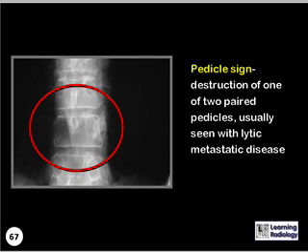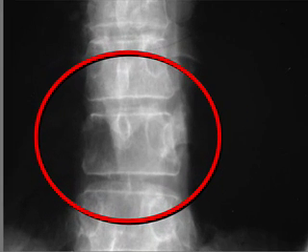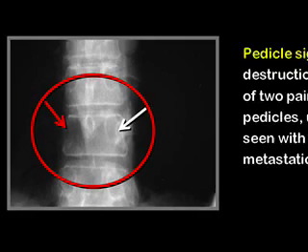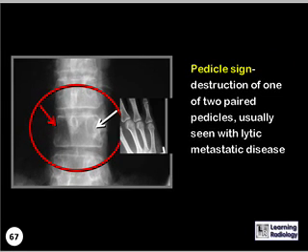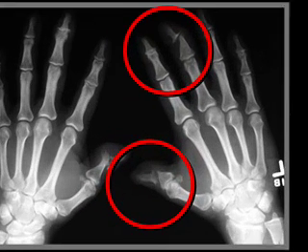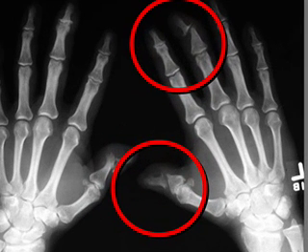This is the pedicle sign, which is destruction of one of the two paired pedicles, usually seen with lytic but sometimes osteoblastic metastatic disease. The left pedicle is intact. The right pedicle is destroyed, in this case by lung cancer. What sign is depicted inside the red circles here?